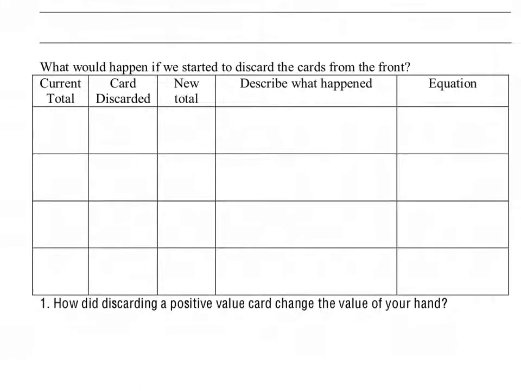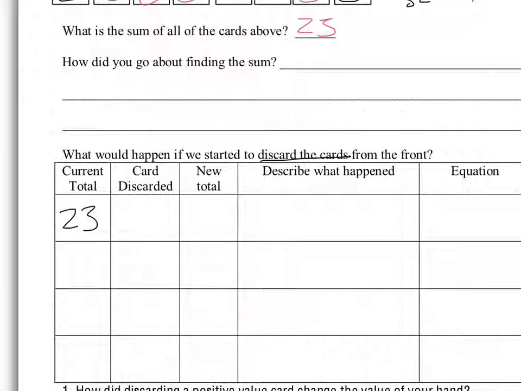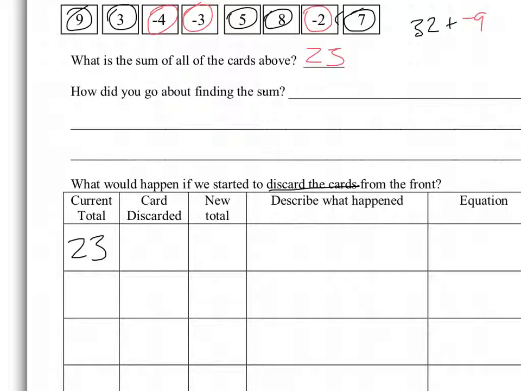So this is asking us what would be happening if we started to discard the cards. So our current total as we start is 23. And we're going to work from left to right. And so we're going to start by discarding, or getting rid of, 9, which means our new total after we get rid of that card is going to be the sum of all of these. So there's a couple different ways we can think about it. We can describe what happens.